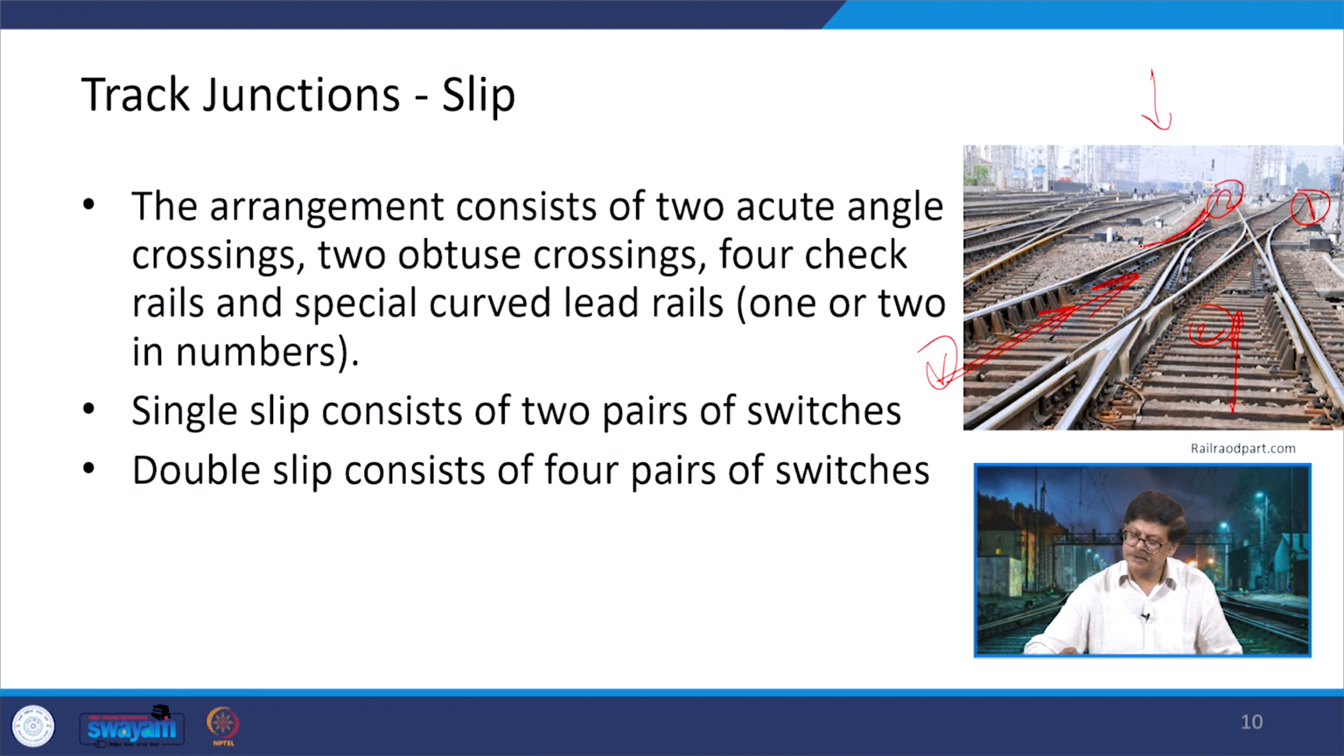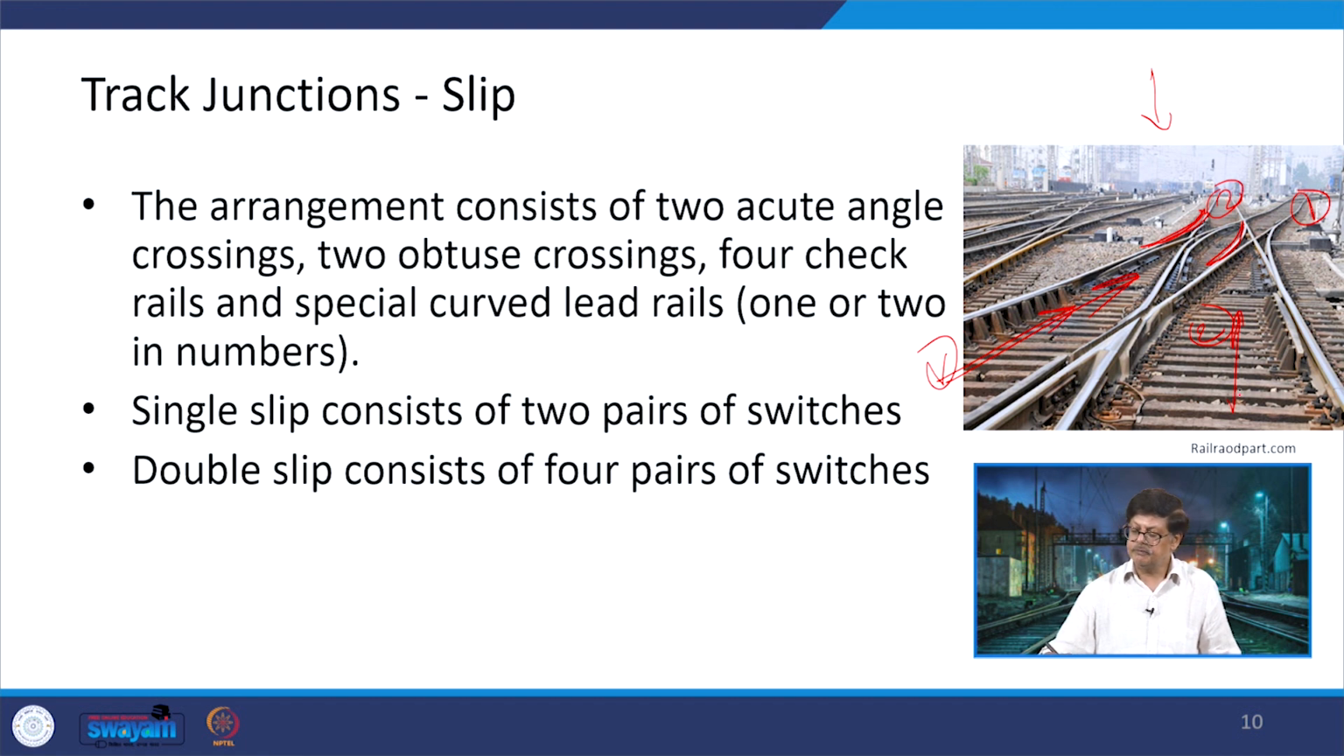You can see there is a curved rail, this one is a curved rail. So, the train which is coming from here using this particular curved rail, which will be attached on the basis of the movement on the sliding bar. So, the train will move from 1 to 2.